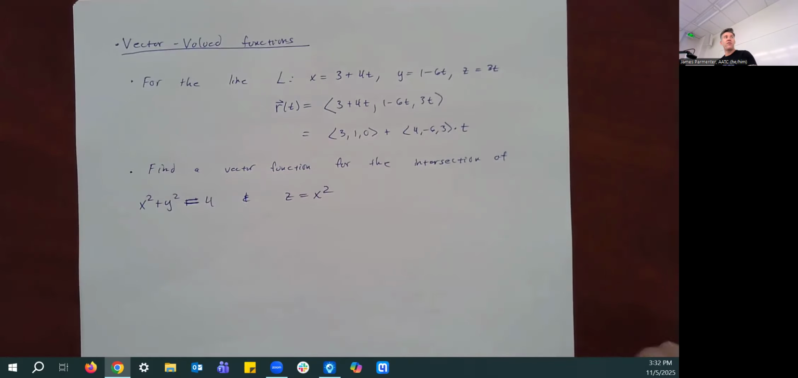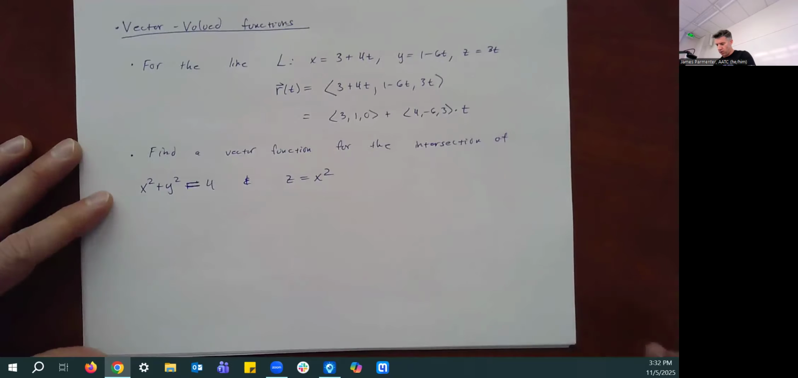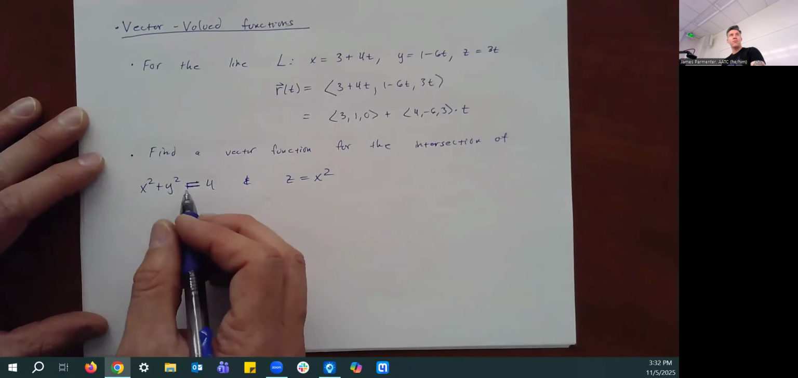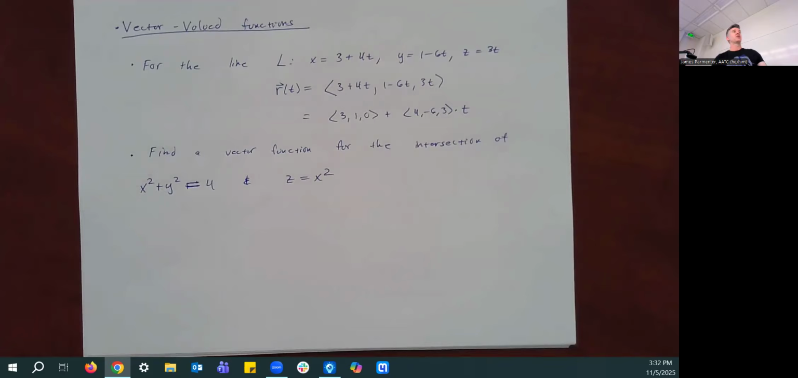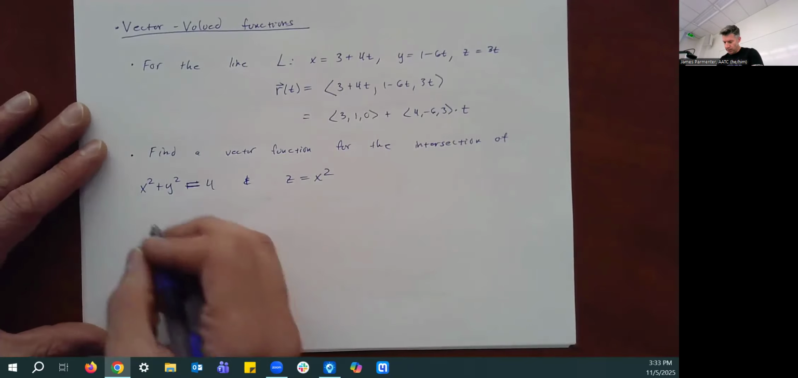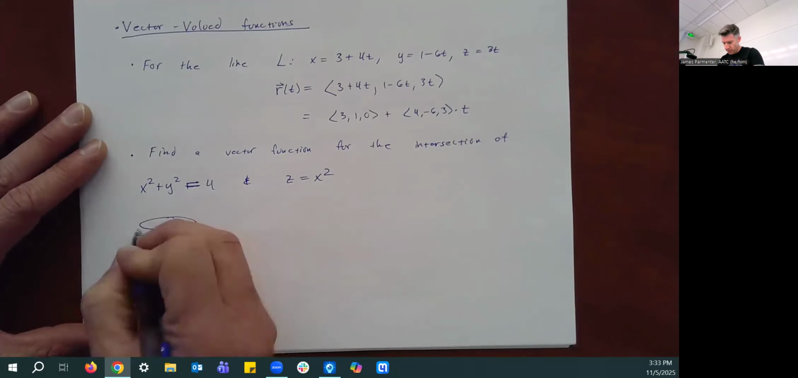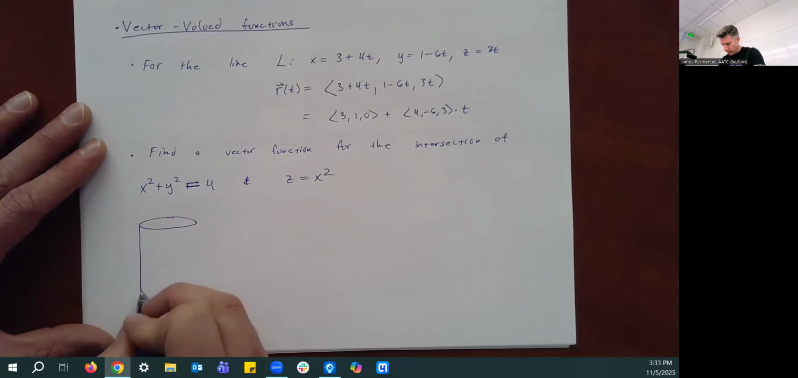So let's actually think about what that looks like for a second. x squared plus y squared equal to 4 is a circle in 2 dimensions, and a cylinder in 3 dimensions, because there's no z component, so there's no restriction on what z can be. So this is a cylinder of radius 2. Obviously, I can't draw all of it.